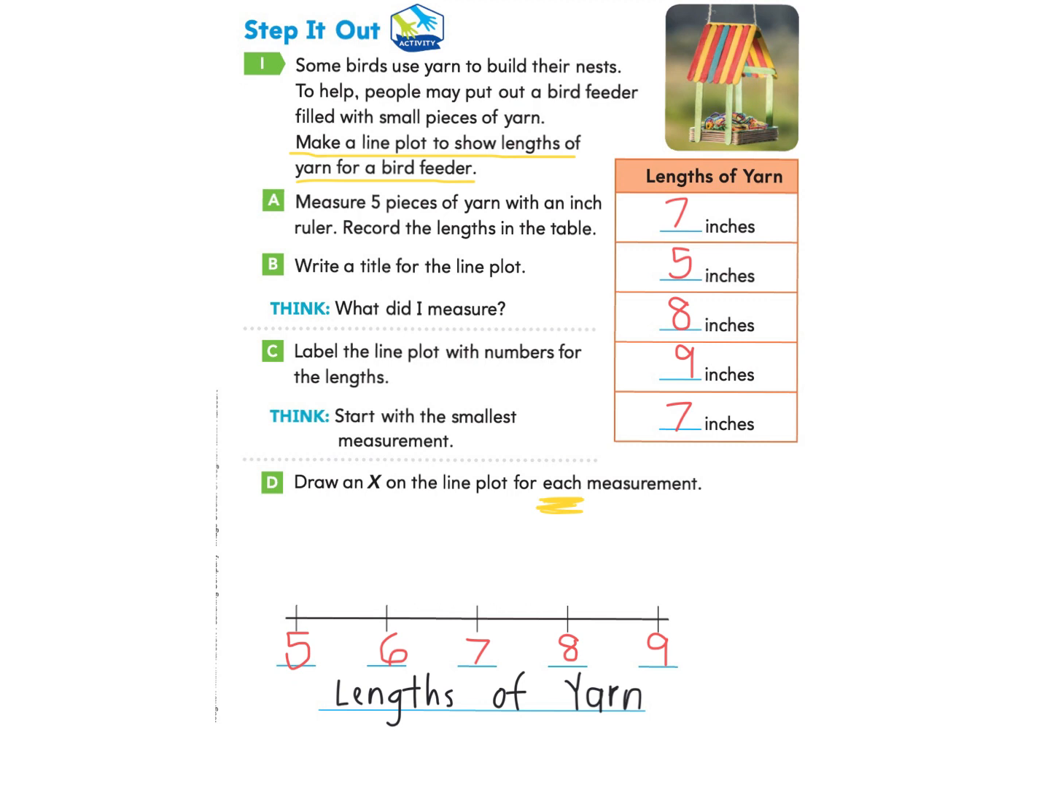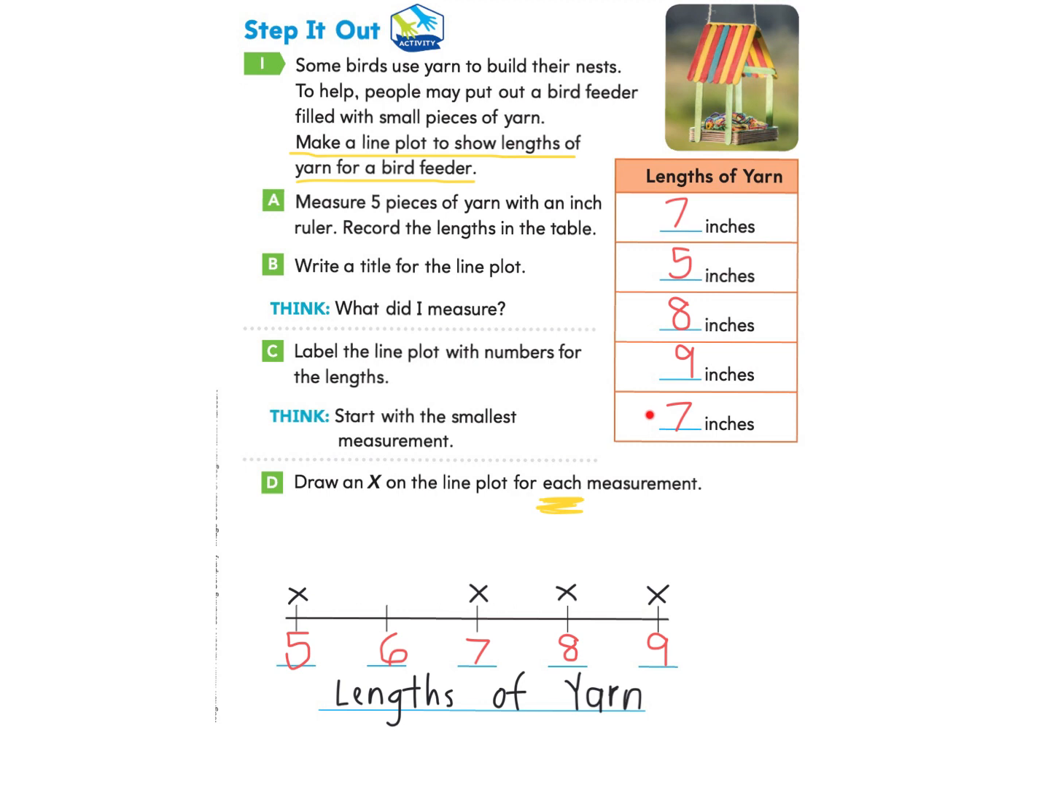Because if we see 2 7s and we just mark 1 7, that's not showing all of the lengths that we measured. So we're going to go ahead and start with the first one. We have 1 7. Then the next one in our table is 5. We're going to go ahead and mark an X over 5. The next one in our table is 8. We'll go ahead and put an X over 8. The next one in our table is 9. We'll put an X over 9. And the last one in our table is another 7.